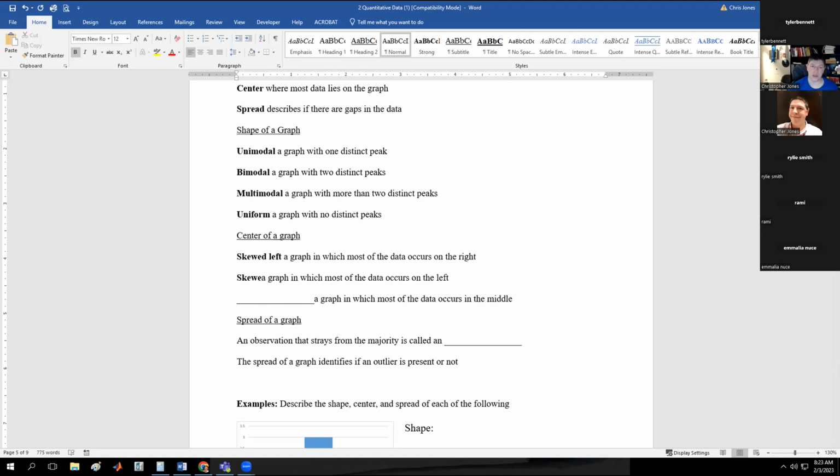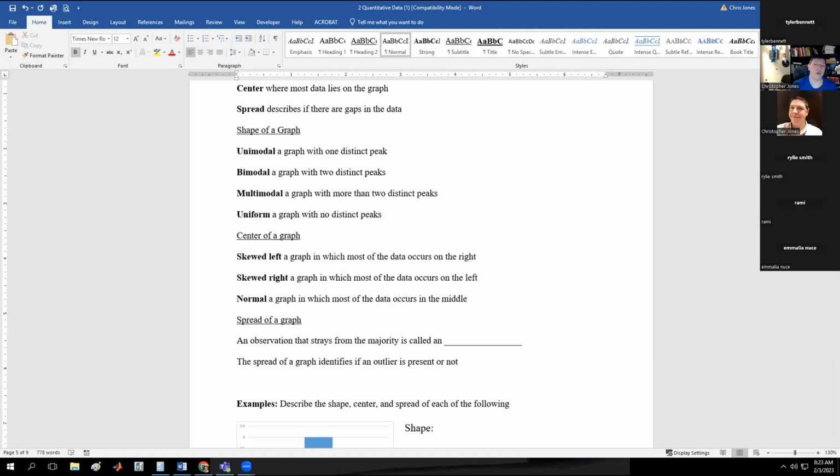That's going to be skewed to the right. So if more data is on the left, it's skewed to the right. And if for some reason we have a graph where more data occurs in the middle than it does on the ends, we call that normal. Some of you have probably seen the normal distribution before, or the bell curve. We're going to see that later in the course.